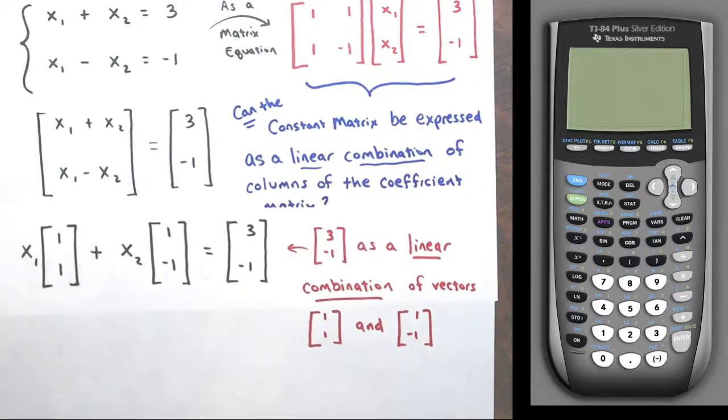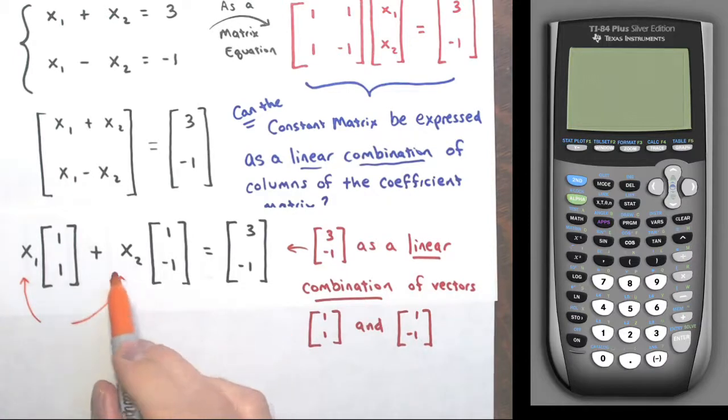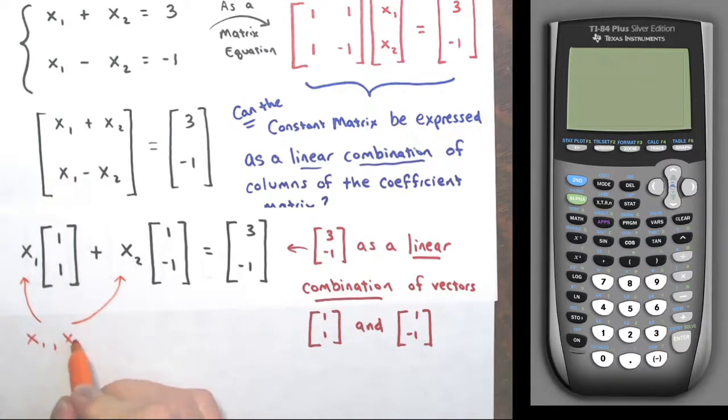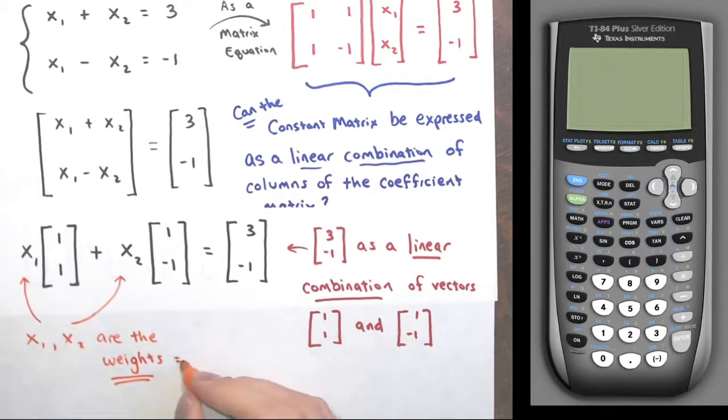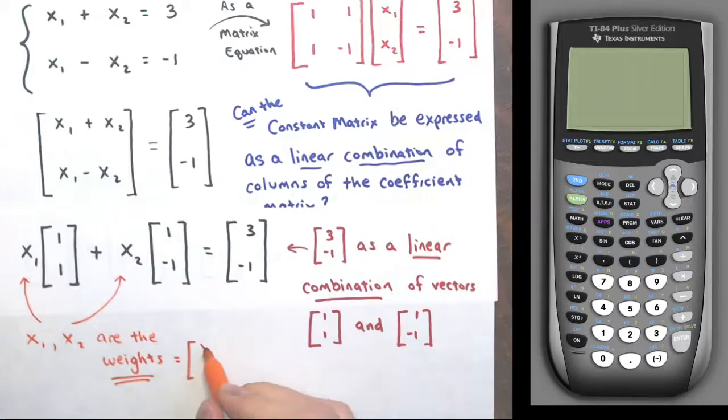And another term that comes up for these scalars, right? The x1 and the x2, the scalar multiples of these vectors. The x1 and x2, the coefficients of the vectors, are referred to quite often as the weights of the linear combination. All right. So the weights you could write as this vector up here, right? This variable vector, the vector with x1, x2, right? So the weights of the linear combination are just the solution of the system.